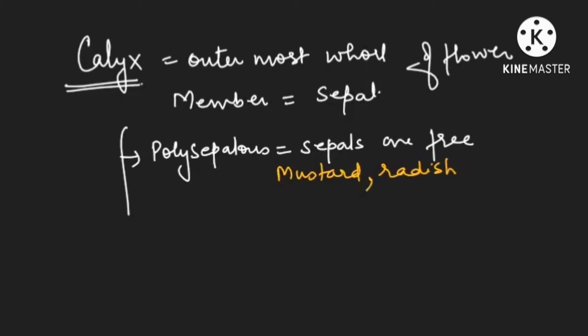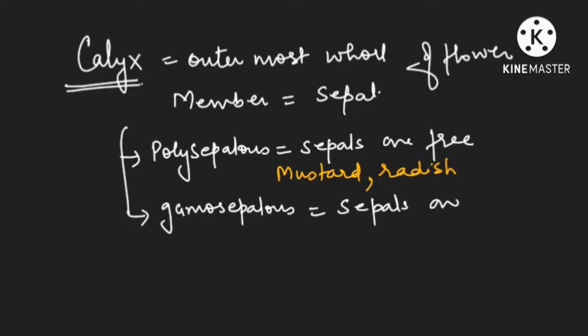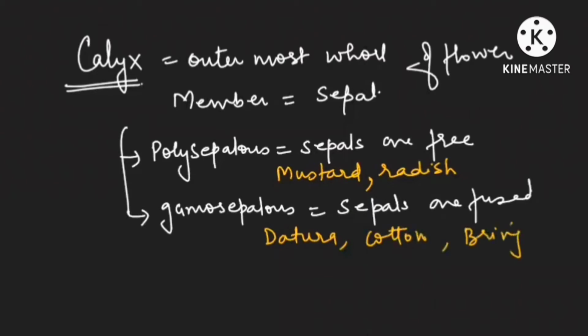Or it can be that the sepals are many but they are fused. This condition is known as gamosepalous, when the sepals are fused. An example of this type of condition is seen in Datura. It is also seen in cotton and brinjal. So these are a few examples where you will find gamosepalous.